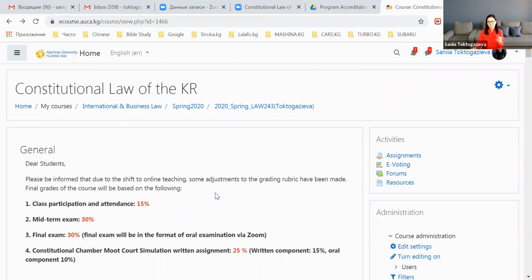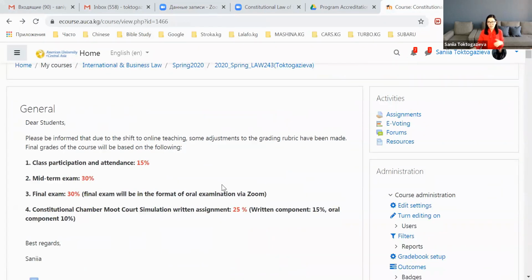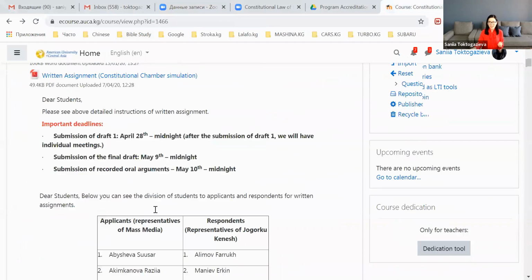In AUCA, we use the platform called eCourse or the Moodle, which is the primary source of communication among our students and faculty. This is the eCourse page of my course, Constitutional Law of the Kyrgyz Republic. So once I have readjusted the course and the assessments and written assignments, I have informed students here, letting them know what has been changed to the syllabus.